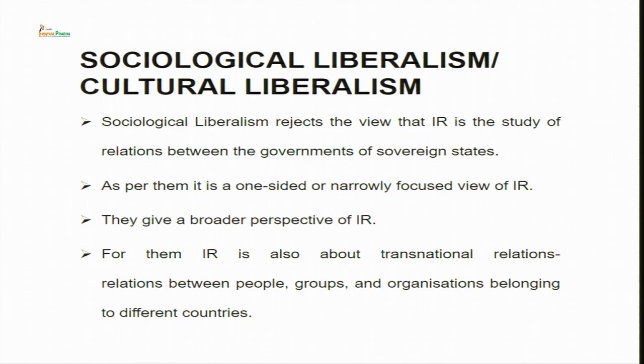Next is the concept of sociological liberalism, which is also called cultural liberalism. So, sociological liberalism basically rejects the view that international relations is the study of relations between government or sovereign states. They reject the fact that interaction should only be between the governments. State is the most important component, like realism does, because realism focuses on three S, that is statism, survival and self-help. So, as per sociological liberalism or cultural liberalism, this view that international politics is relation between government and sovereign states, it is a narrow view of international relations.